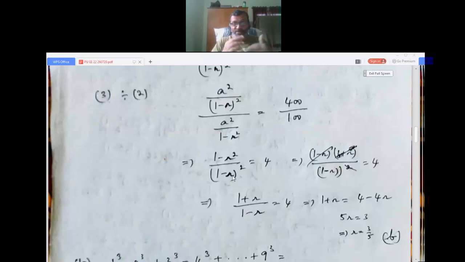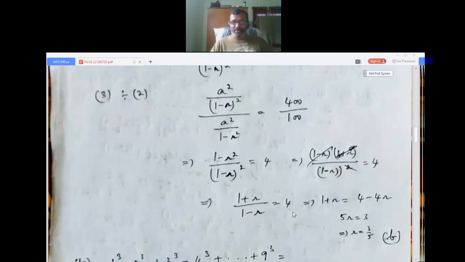You know division of fractions: the denominator will be the reciprocal. So 1 minus r squared by 1 minus r whole squared is equal to 4. Here a squared minus b squared is a minus b into a plus b, divided by 1 minus r whole squared. This 1 minus r gets cancelled. So I am left with 1 plus r by 1 minus r equals 4.